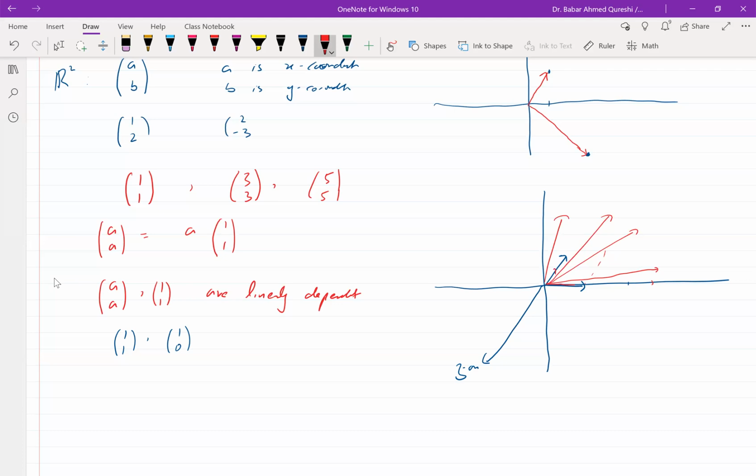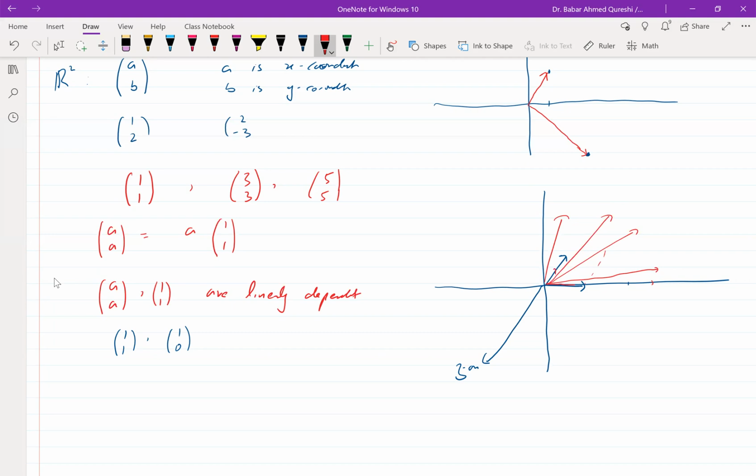So that means if I have two linearly independent vectors, they can make a plane, they can span a plane. But if I throw in a third one in the same plane, it will be linearly dependent. So three vectors in a plane will always be linearly dependent.